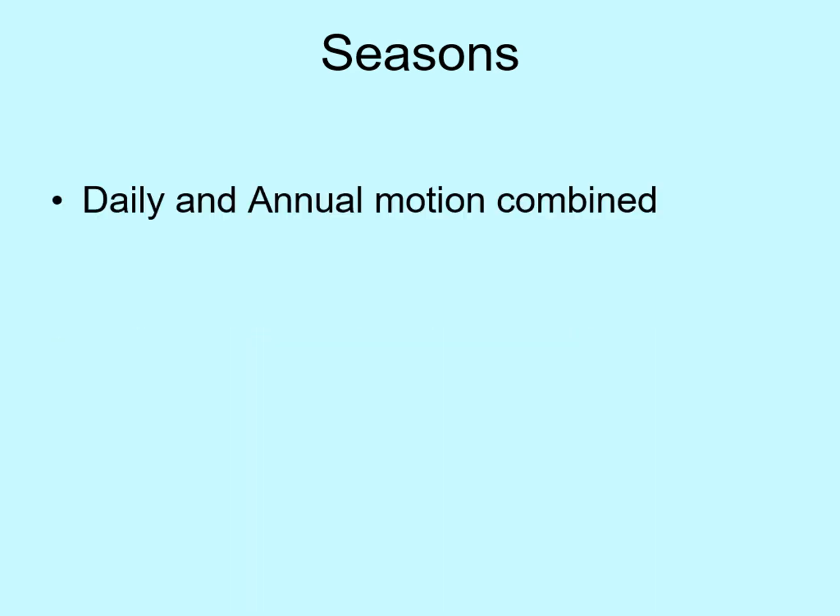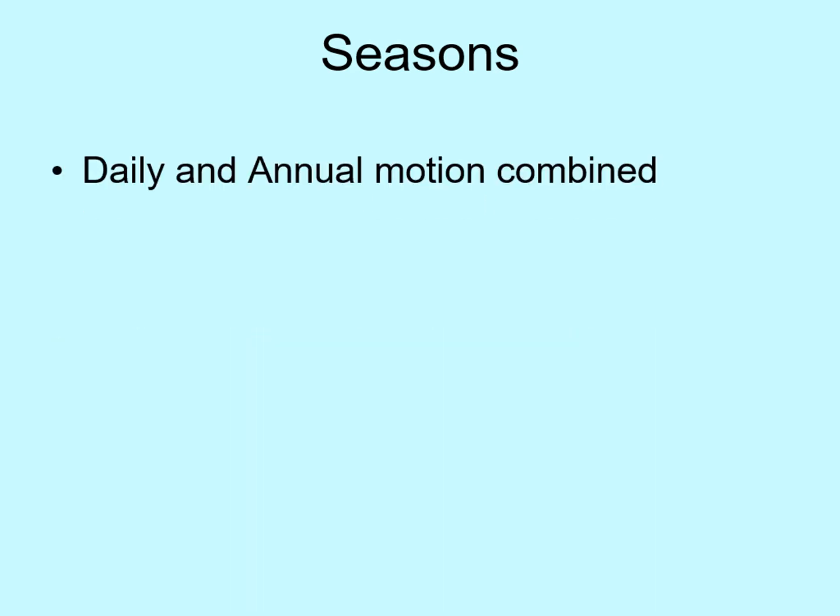Let's wrap up our look at the motion of the Earth by talking about seasons. Seasons are caused by a combination of daily and annual motions. You've probably already heard that the Earth is tilted. In fact, most globes are tilted to reflect this. But you might be wondering what that really means.